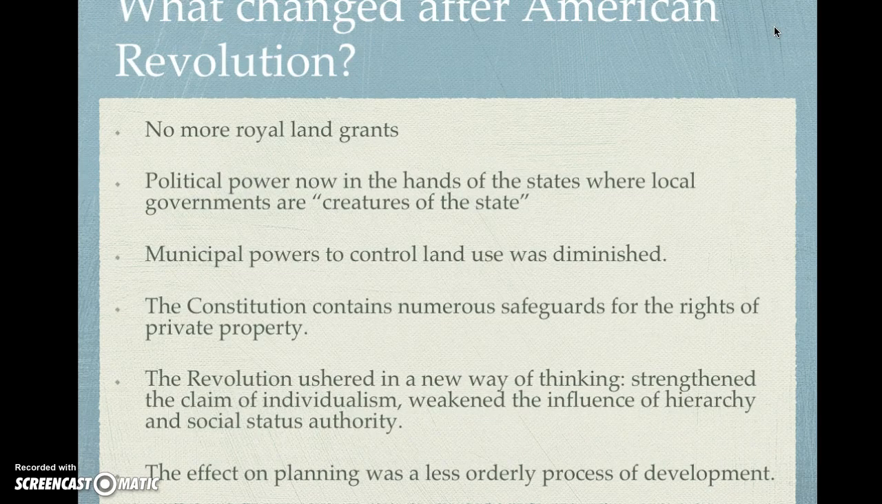So what changed after the American Revolution? Okay, so there were no more of these royal land grants, no more saying, James Oglethorpe, you, one person, has the power to control all of the land in the town. Not anymore.